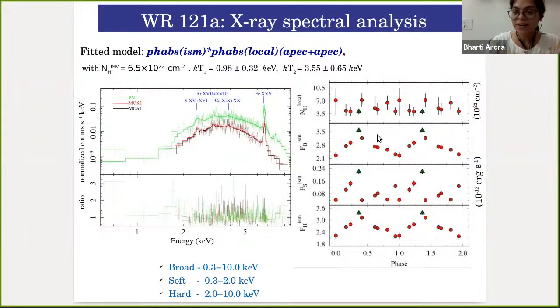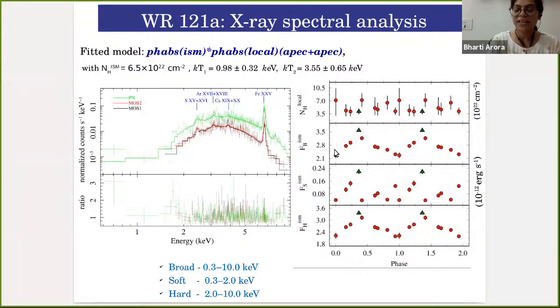In these 3 energy bands, the flux from this source has been seen to vary with the orbital phase, as shown on the right side of this figure. Orbital phase defines the relative position of the 2 stars in a binary of period 4.1 days. You can clearly see that the flux in all 3 energy bands is varying with the orbital phase. The flux is maximum close to phase 0.4 and minimum around phase 0.